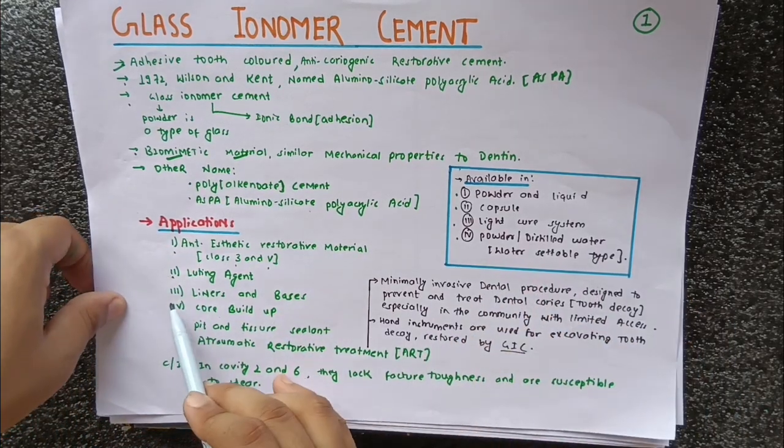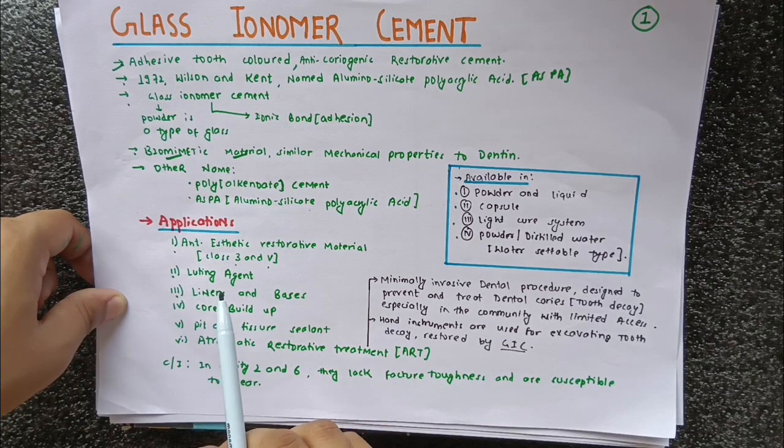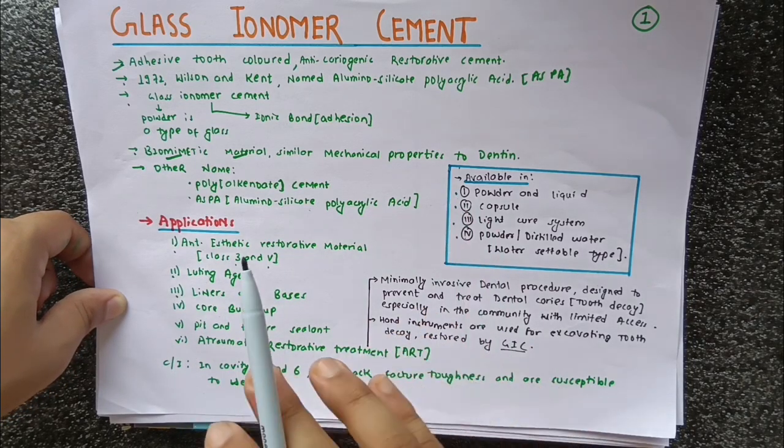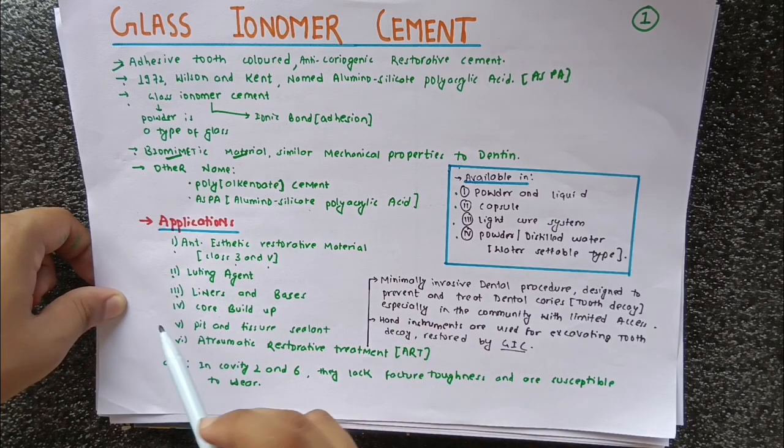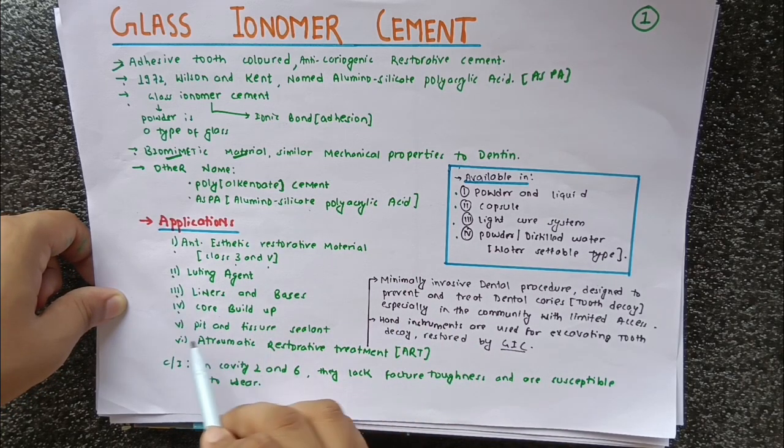Similarly, liners and bases. After that, core build up. When there is more loss of the tooth structure, for building the core we can use the glass ionomer cement. Similarly, we can also use it as a pit and fissure sealant.